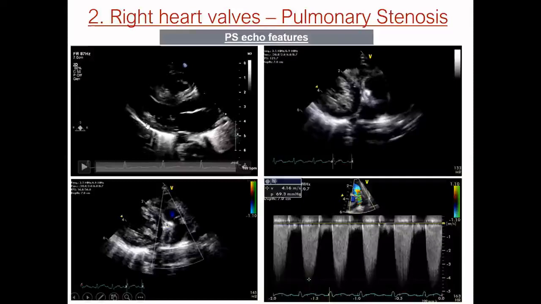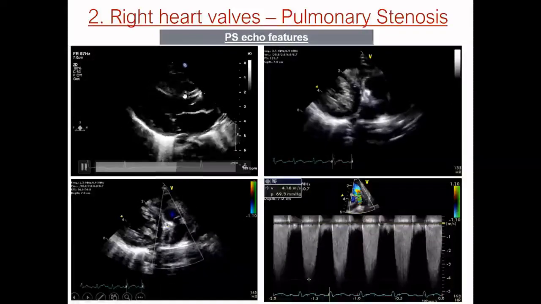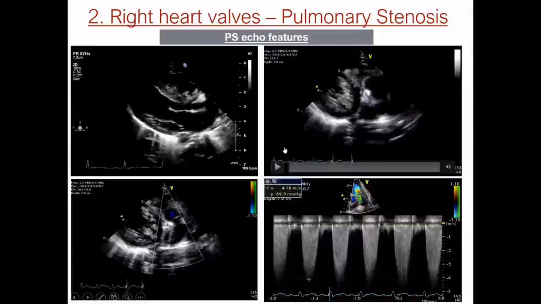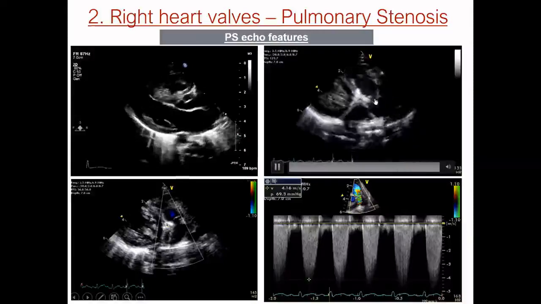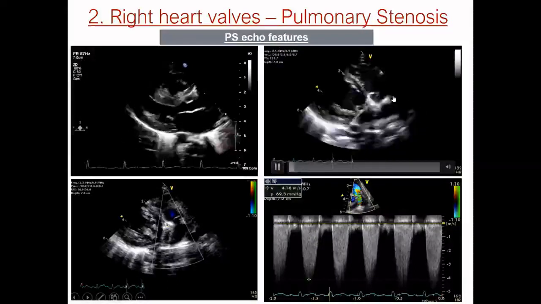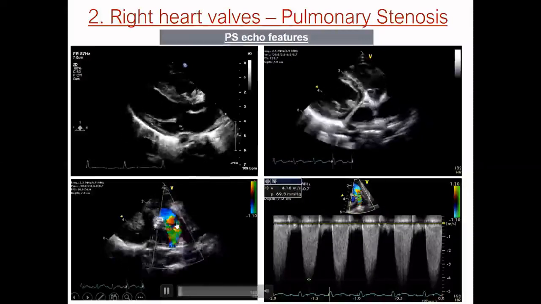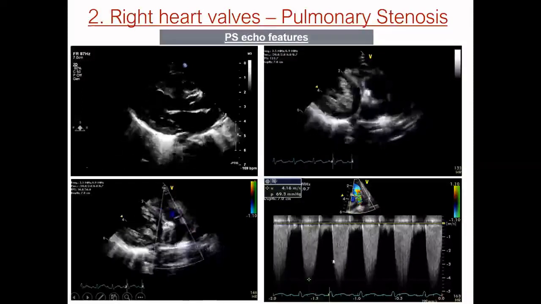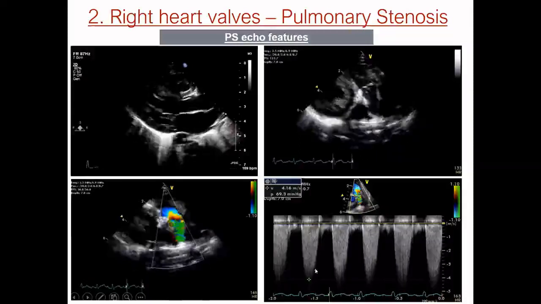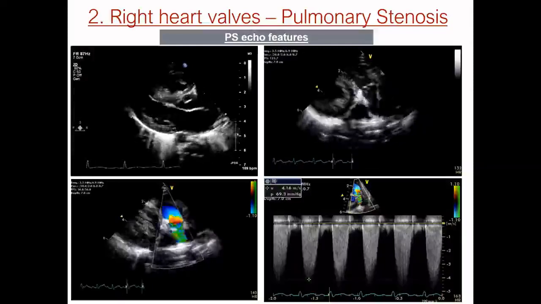Some echo features of pulmonary stenosis that we need to be aware of. So in this first panel, you can see that there's a very thickened and hypertrophied right ventricle. You can see in this video on the top right, the pulmonary valve is very thickened. When we put the color on, you can see that there's some obvious flow acceleration or turbulence at the valve level. And when we do the continuous wave Doppler, you can see that the velocities are 4.2 meters per second. So this is severe pulmonary stenosis.